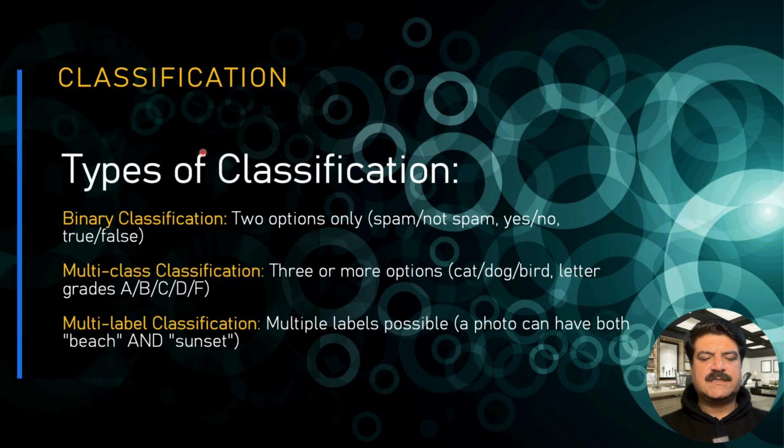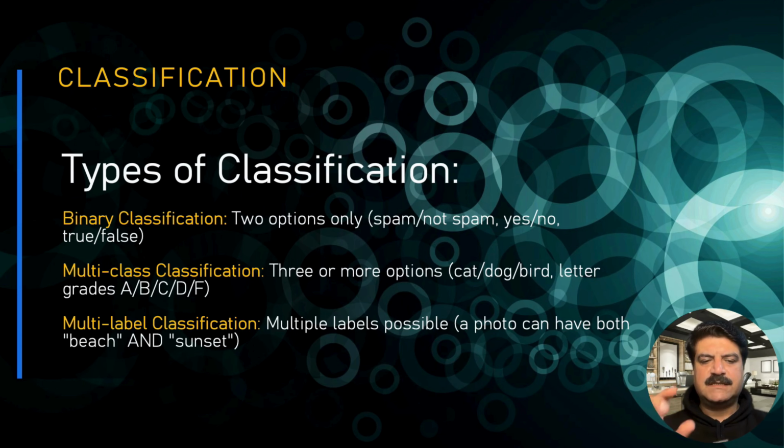And if you look at multi-class classification, there are more than two, meaning three or more options, like cat, dog, bird, or the letter grades A, B, C, D, F, and so on. So this is multi-class classification. And finally, we have multi-label classification. Multiple labels are possible, and a photo can have both beach and sunset.